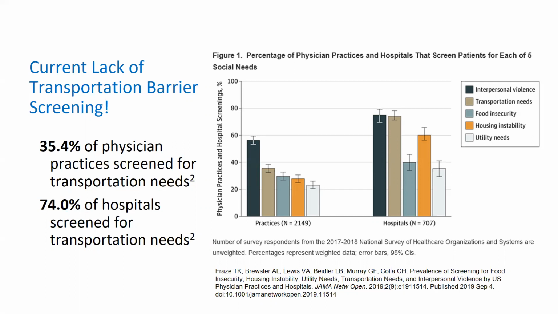So this study looked at physician practices and hospitals and their screening rates for several social determinants of health, including transportation. So we see in this brown bar on the graph to the right that only 35.4% of physician practices were screening for transportation needs. And while more hospitals were screening for transportation needs, not all of them were. Only 74% of hospitals screen for transportation needs.